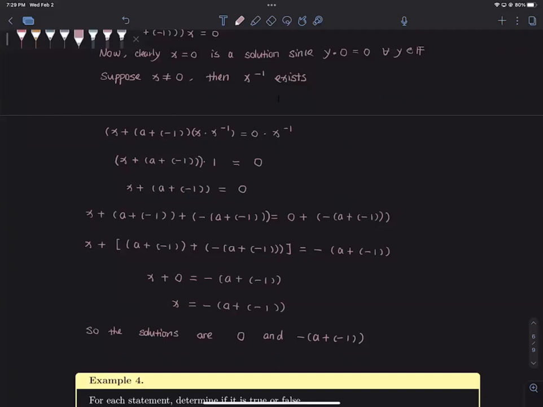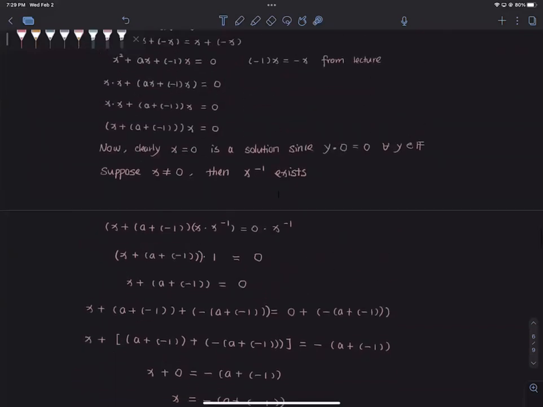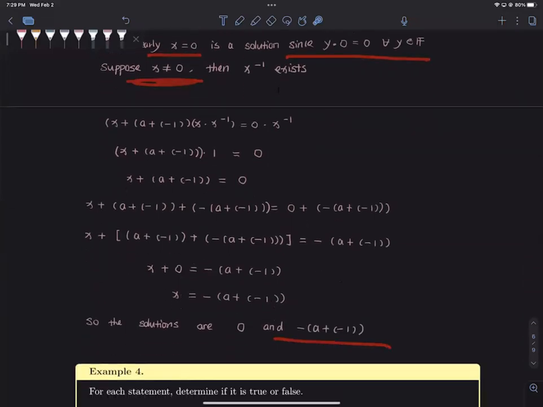Can I split it into cases? Say one where x is 0 and one where x is not 0. This is basically what we're doing. So when x is 0, it is a solution. When x is not 0, we got x equals this. No, it's okay. You should be picky about the brackets.